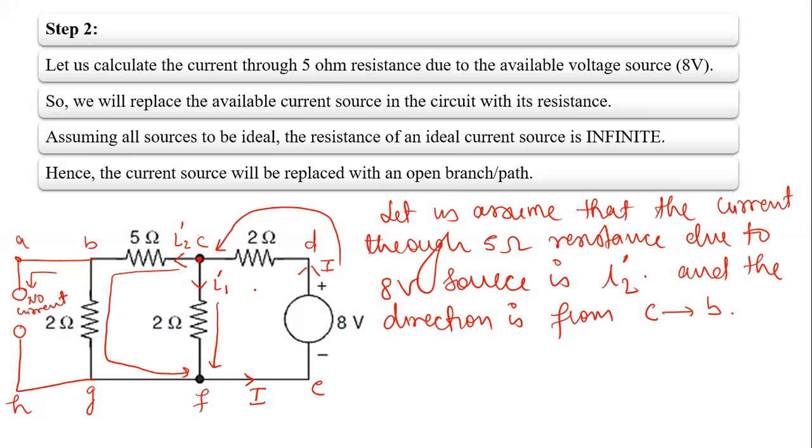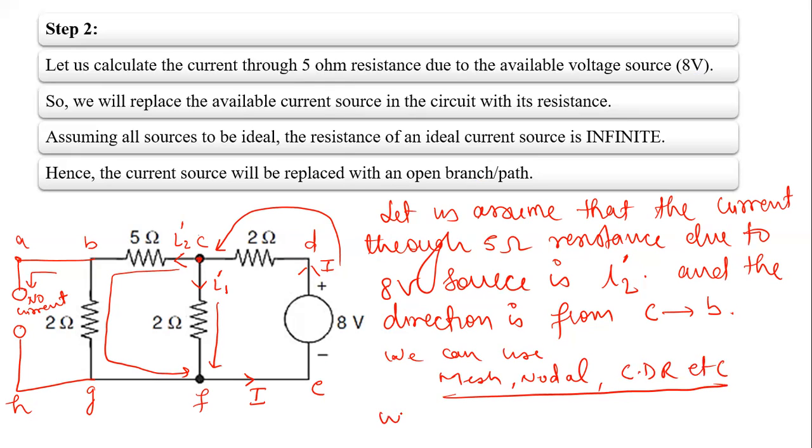Now, how will we find out I2 dash? You can apply mesh analysis, nodal analysis, current division rule, etc. Anything, whichever you find easy. That is it. There's no thumb rule here, right?